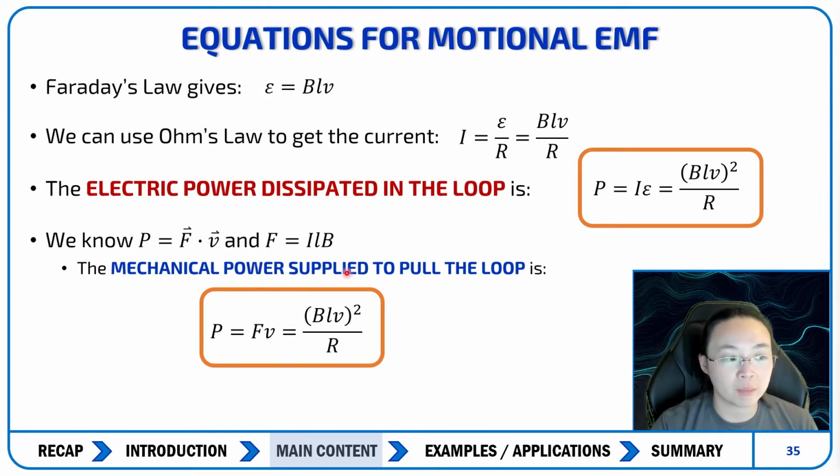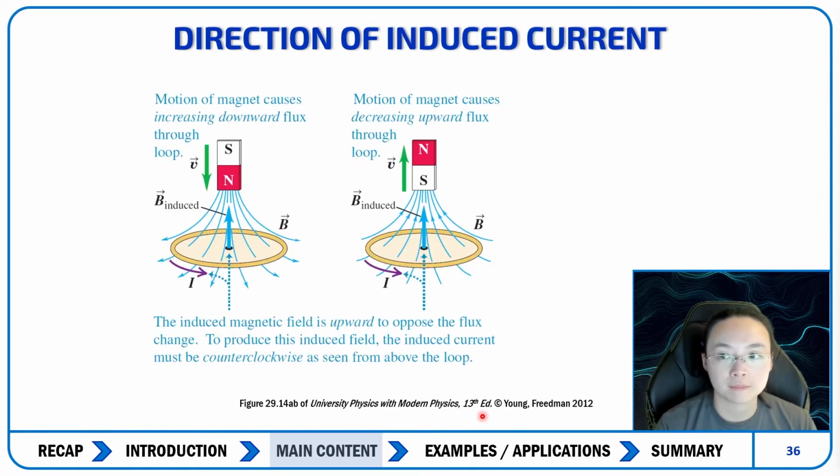So the mechanical power that's applied to pull the loop is given as P equals, sorry, that's not a dot, it's multiplied. P is equal to F times v, and that's equal to B squared L squared v squared over R. You'll notice that these two expressions are the same. This means that the work done by the agent pulling the loop ends up heating the resistor. Therefore, we can verify that all of the energy is conserved.